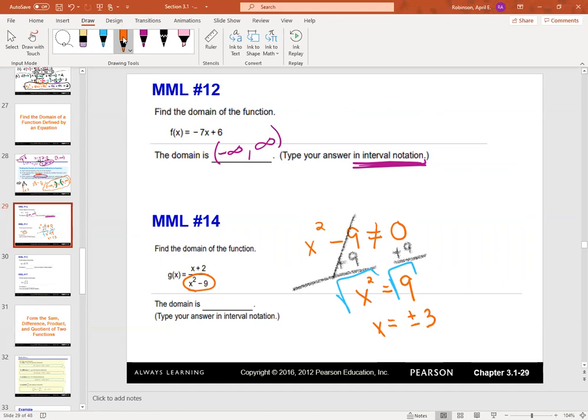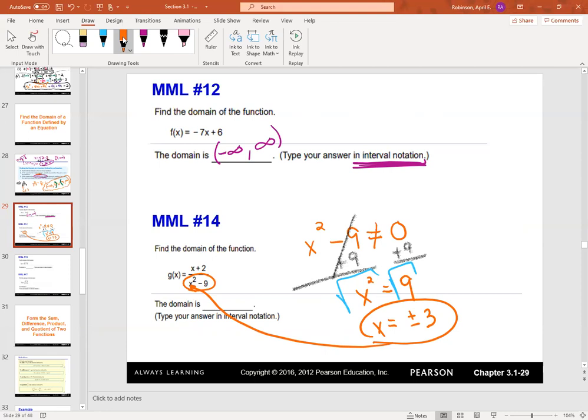Because if I stick either one of these where this x is, positive 3 squared would be 9, minus the 9 would give me a 0 on the denominator. If I plug in a negative 3, negative 3 squared is positive 9, minus the 9 is another 0 on the bottom. So x is not allowed to be 3 or negative 3.